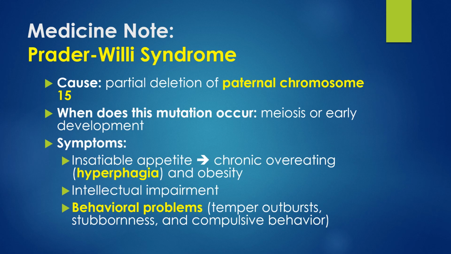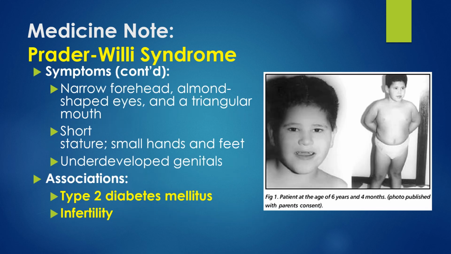Intellectual impairment, behavioral problems such as temper outbursts, stubbornness, and compulsive behavior, such as maybe nail biting, if you will. We're going to show you a clip from CSI when we're in class when we're discussing this. You also have a narrow forehead, almond-shaped eyes, a triangular mouth, short stature, small hands and feet, underdeveloped genitalia. Some associations are diabetes and infertility.